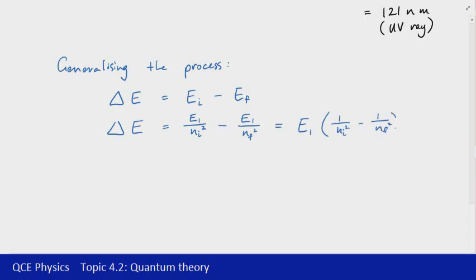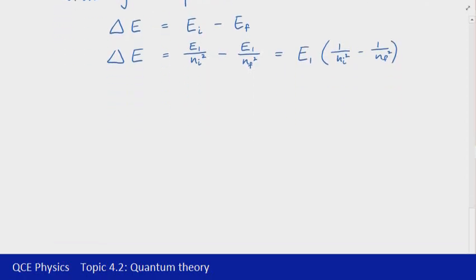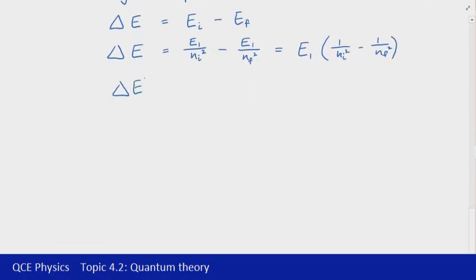So there's the first step. The second step was that we took that value of delta E in order to calculate the frequency of the photon. So from there we had that f was equal to delta E over h. Now that expression for delta E we can substitute in here, and so we can write E1 outside of 1 on Ni squared minus 1 on Nf squared.